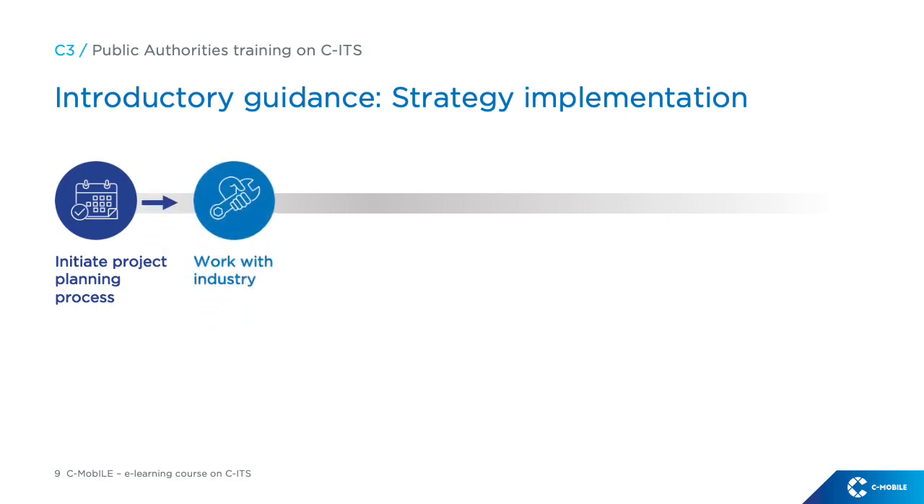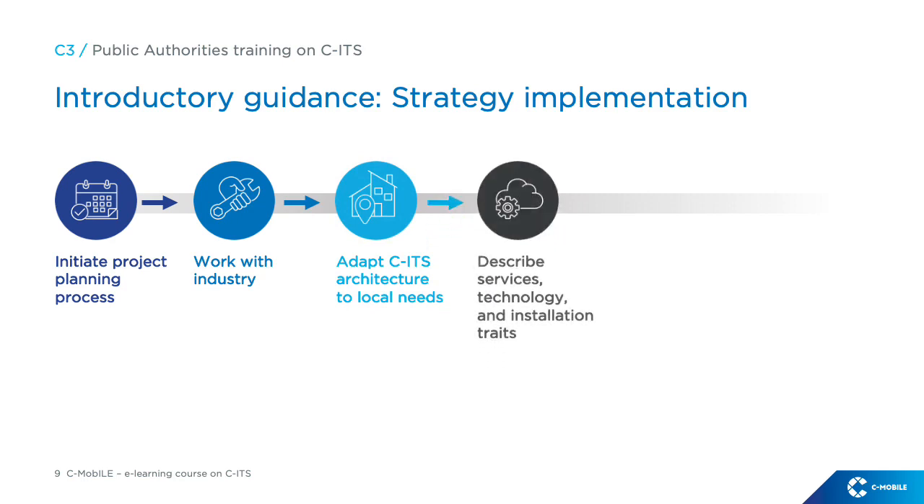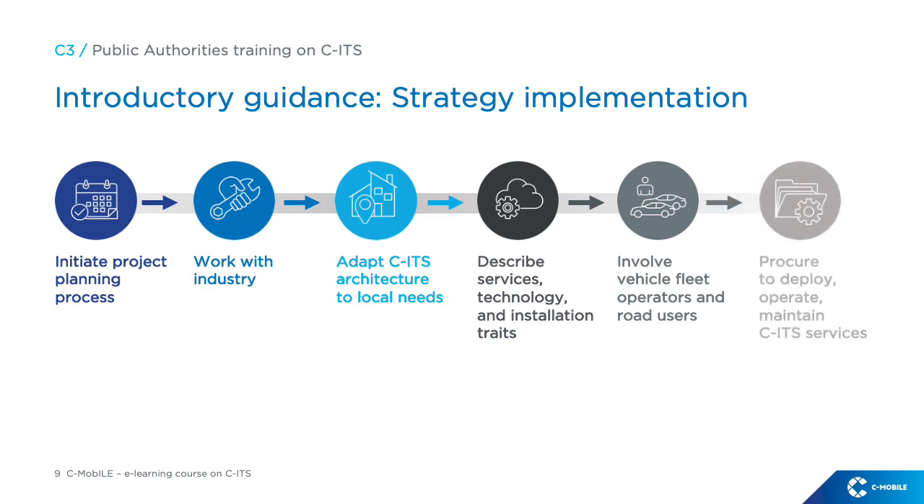The establishment of a cooperation with the industry. The adaptation of the reference CITS architecture to the local needs and characteristics of the city. The detailed description of the services to be deployed, the technology, and installation traits. The involvement of end users for CITS services, starting from local fleet operators of shared and public transport, logistics and delivery services, but also individual road users, such as motorists, cyclists, and pedestrians. Activities related to procurement for installations, operations, and maintenance.